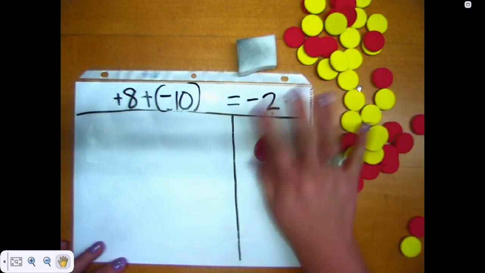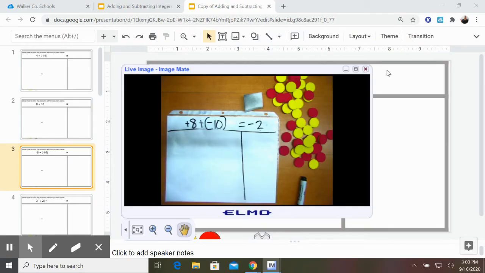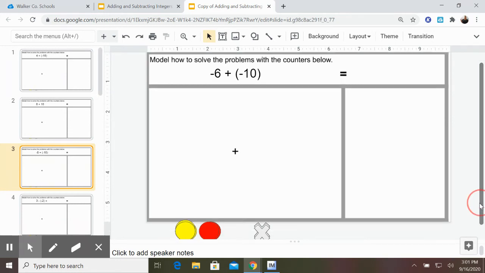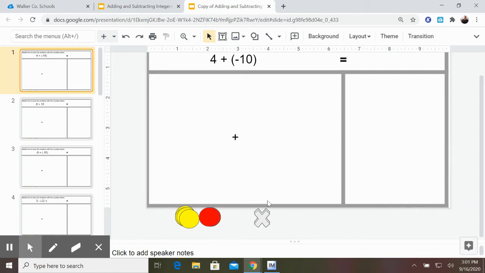Okay, let's look at your assignment today. Your assignment today is these models. I made this so you have counters down here, and you can X some off if you need to with these X's. But let's model how to do this first slide. So I have positive 4 plus negative 10.